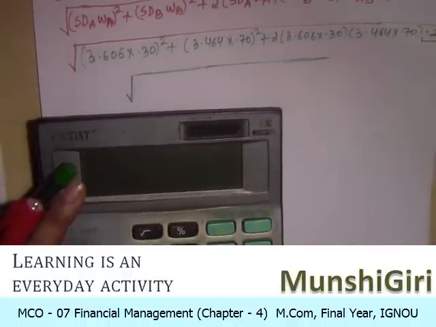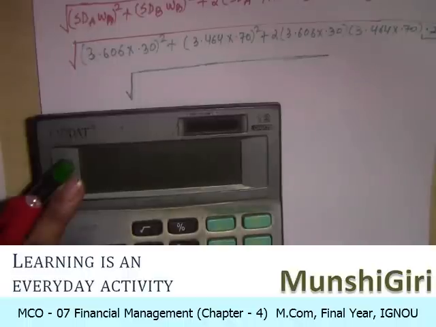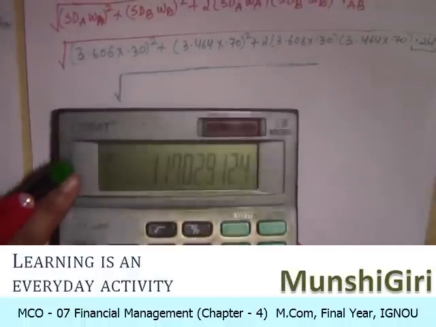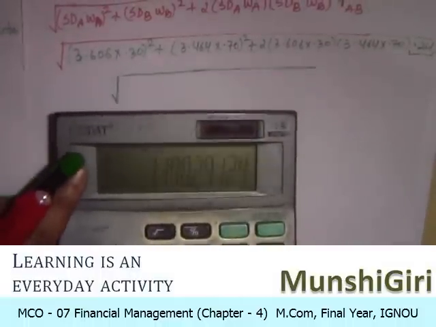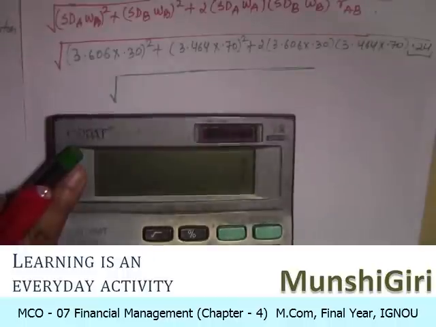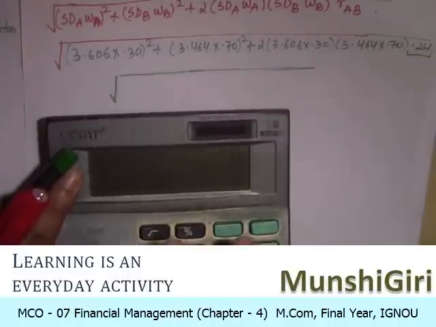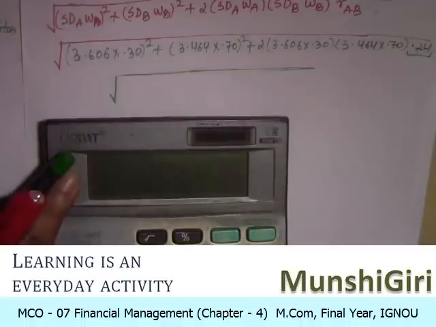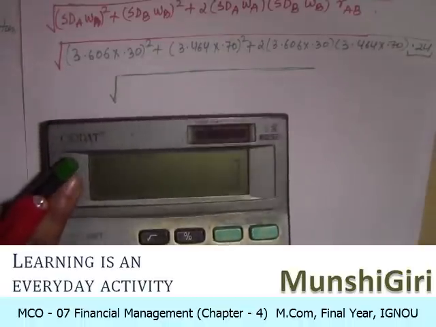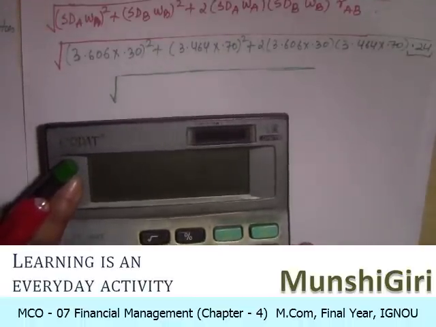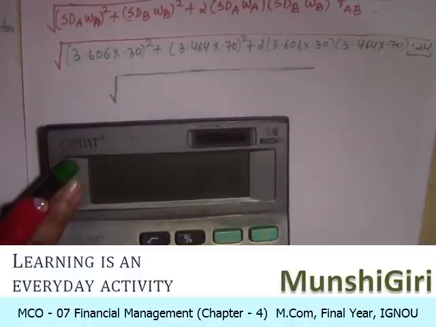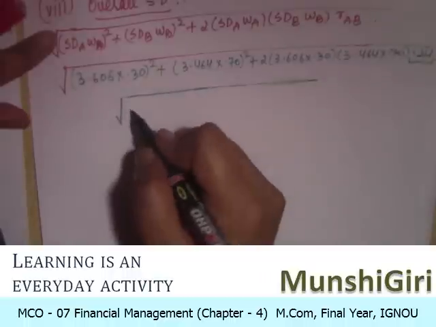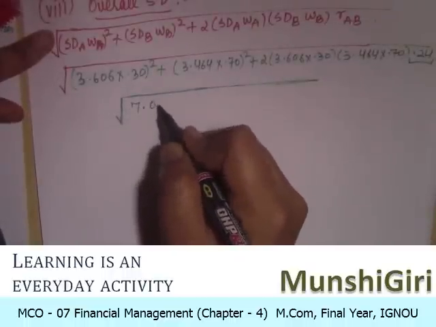3.606 into 0.30, square of this is 1.17. Let me put it in numeric plus, and this is 3.464 into 0.70 and square root of this numeric plus, and the next component we have is 3.606 into 0.30. Let me write down the first two components first. First was 7.05.